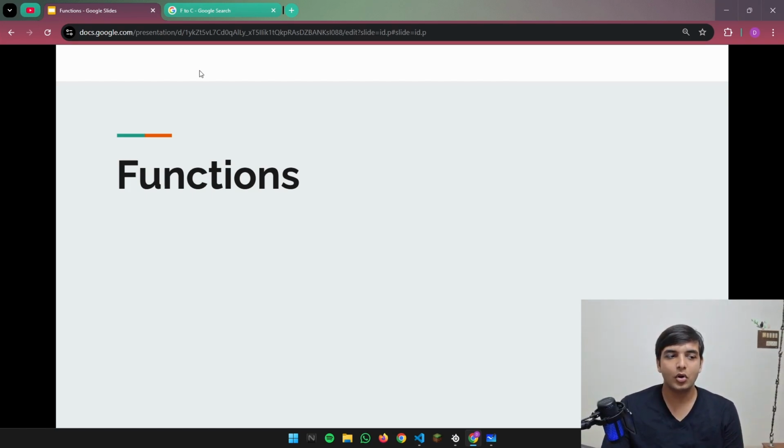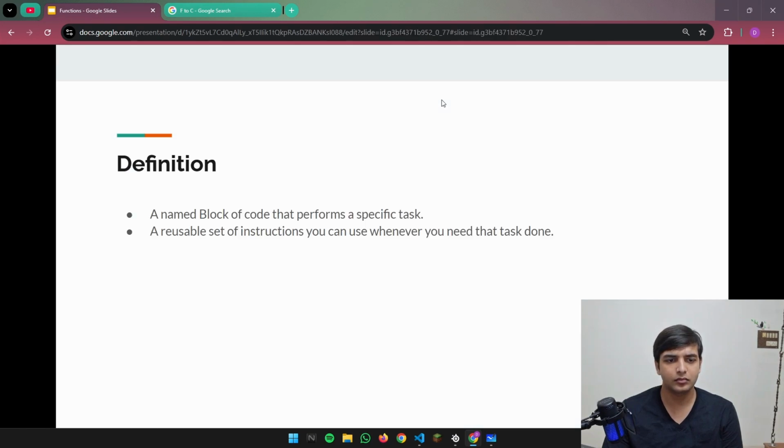Okay, so we were talking about functions, and functions are basically blocks of code which we can reuse as many times as we want. We'll just take a look at the definition so that I don't make stuff up. Okay, so a named block of code that performs a specific task is the definition of a function, or we can also call it a reusable set of instructions which you can use whenever you need that task done.